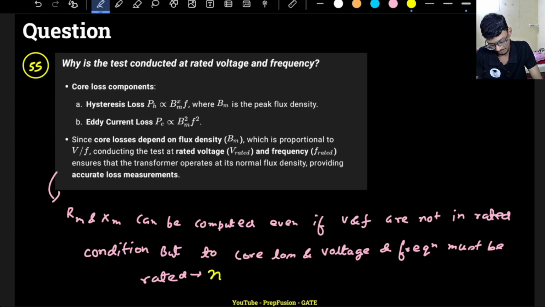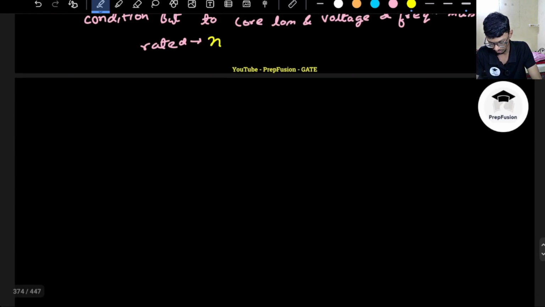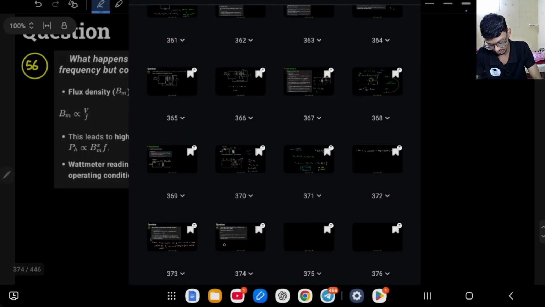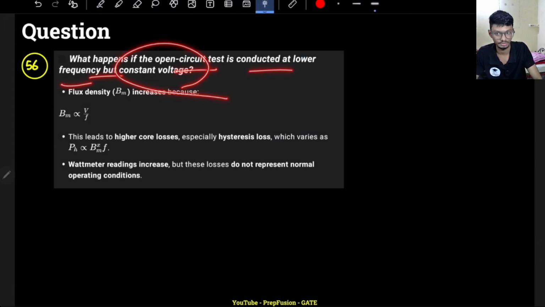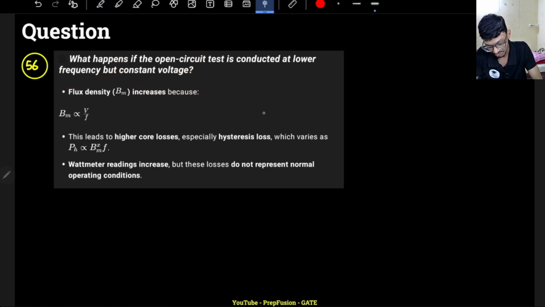So that was about the open circuit test, and there are a few more interview questions like this. What happens if the open circuit test is conducted at low frequency but constant voltage? Then the flux density will increase. If the flux density increases, it will show higher core loss, right? Actual core loss won't be that high, but it will show higher core loss, and of course we don't want to overestimate. The wattmeter reading does not represent normal operating conditions. Okay, so that is another problem.